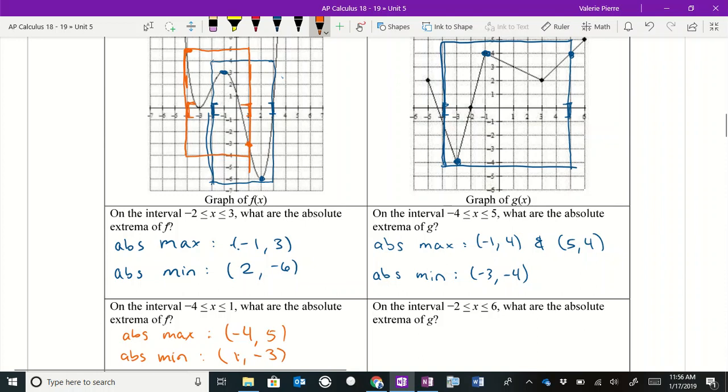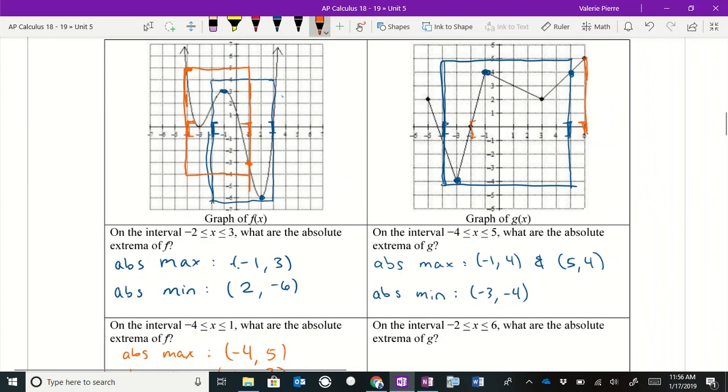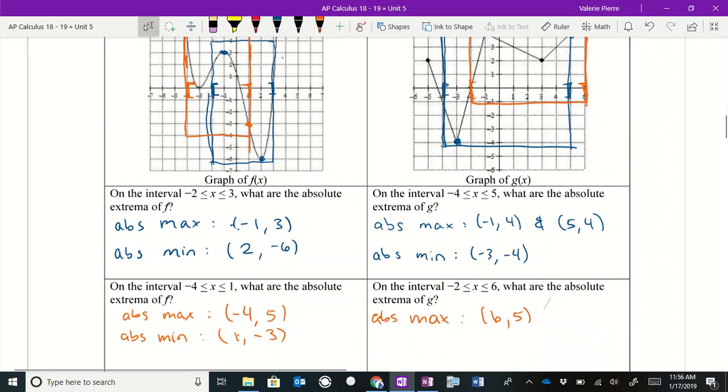And on this interval from -2 to 6, here's -2, here's 6. Again, I'm going to box in everything that exists on that interval. So the highest point here is in that top corner, so our absolute max occurs at (6, 5), and our absolute min occurs at (-2, 0).